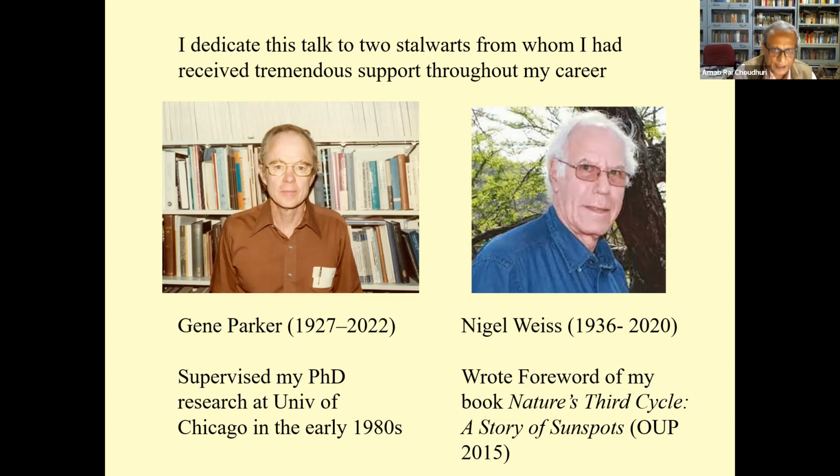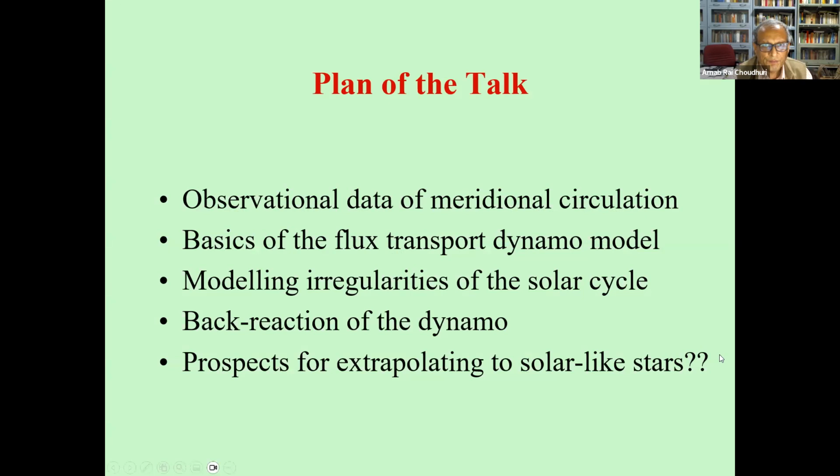So here is the plan of my talk. First, I shall discuss some relevant observational data for the meridional circulation. And then I shall come to the basics of the flux transport dynamo model in which the meridional circulation plays a crucial role. After discussing how the regular periodic features of the cycle are explained, I shall come to the irregularities of the solar cycle and discuss how it may be possible to model these irregularities. And then I shall come to a discussion of the back reaction of the dynamo on the meridional circulation. Initially I was also planning to discuss extrapolating this sort of solar dynamo model to solar-like stars, but I realized that I would not have enough time for that. Also, Lorraine Joof has discussed this topic to some extent, so maybe I shall leave out this last topic unless there are any questions.